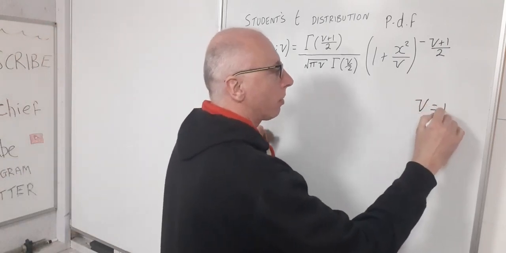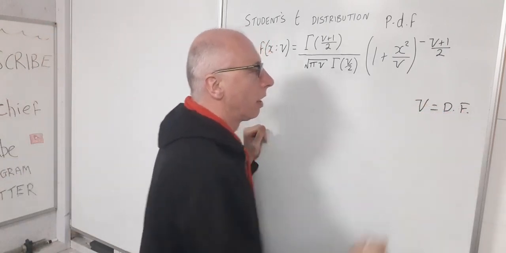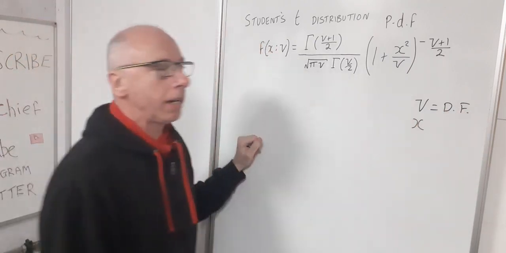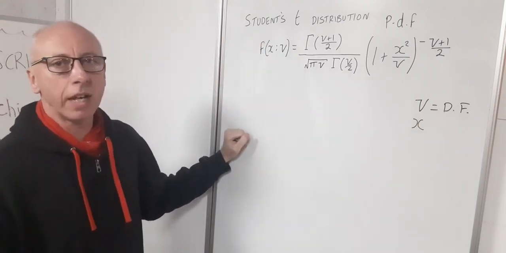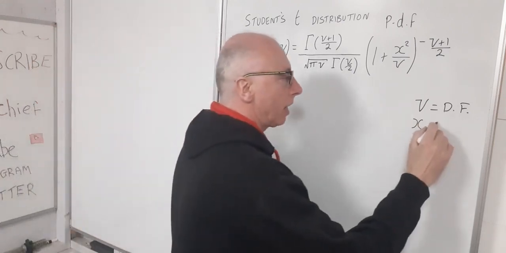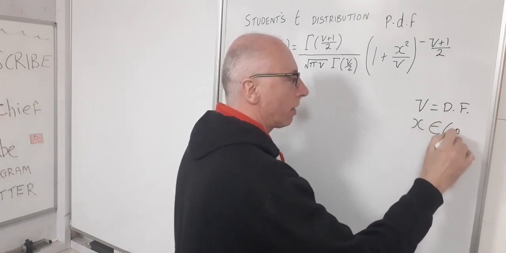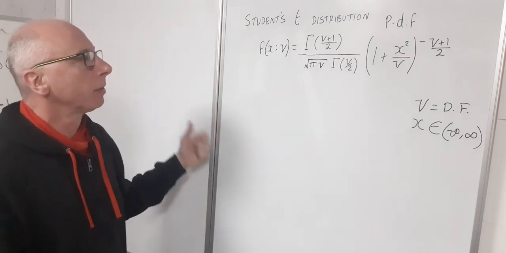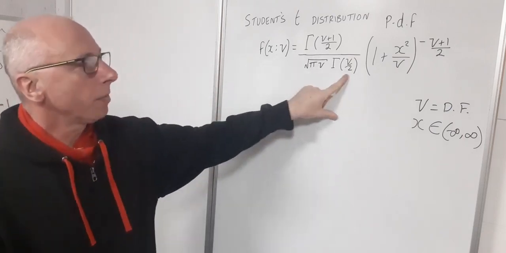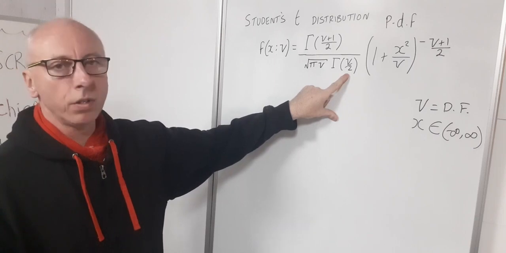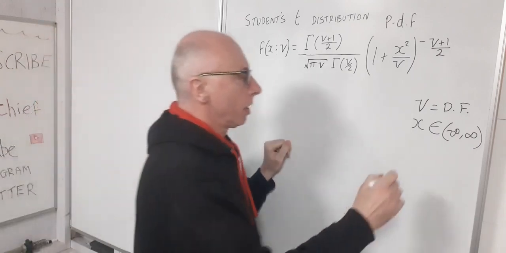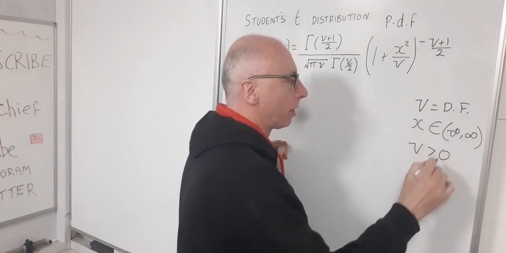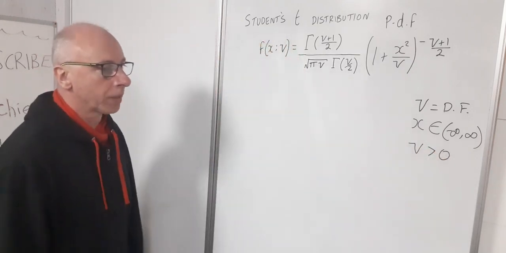So nu is degrees of freedom and x is our random variable. Now the random variable for the t distribution, that's all the real numbers. So basically x is in the range of negative infinity to infinity, so it could take on any value. Now the degrees of freedom, that's normally 1 or greater. So let's write this one here. Nu is normally greater than 0 and it's always an integer.